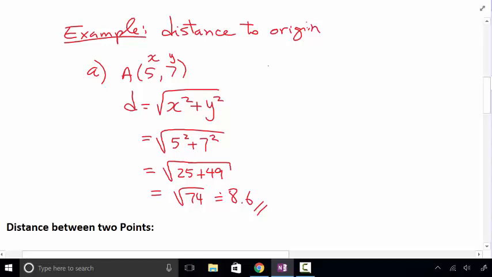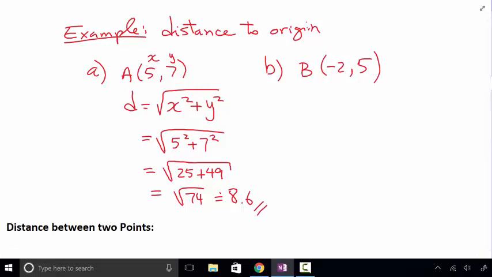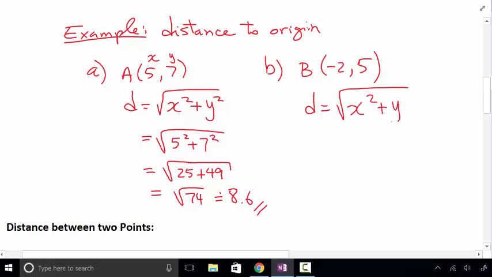Let's go with B. Here is question B. Let's try to find the distance between B and the origin quickly. Alright, here we go. And I think unfortunately some of you did it wrong. But okay, that'll be a teaching moment. So that's the formula, yes? Okay, we're good with that.